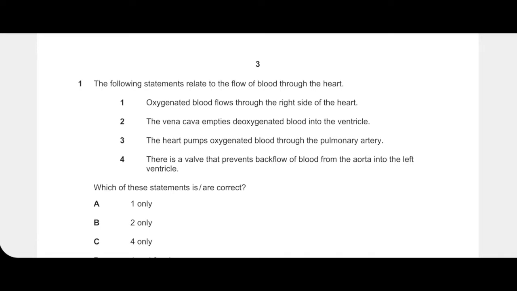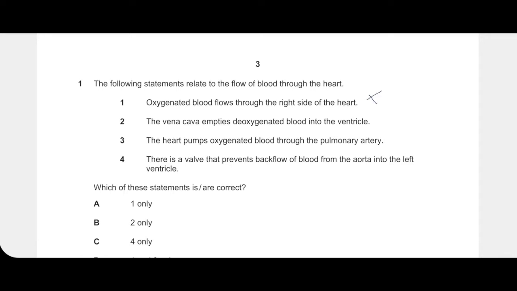So I'm going to run through each statement and see whether they're right or not. Statement number 1. Oxygenated blood flows through the right side of the heart. That is incorrect. Deoxygenated blood returning from the body flows through the right side of the heart before it travels to the lungs to be oxygenated. Therefore, oxygenated blood travels through the left side of the heart. So, put a cross there.